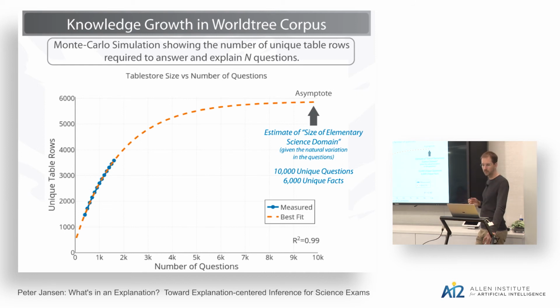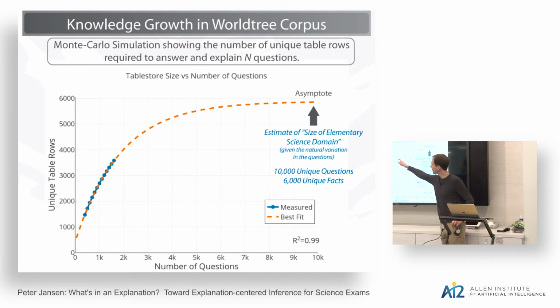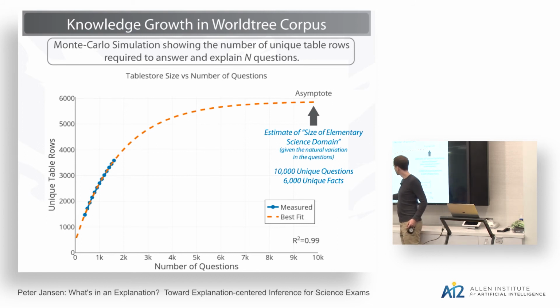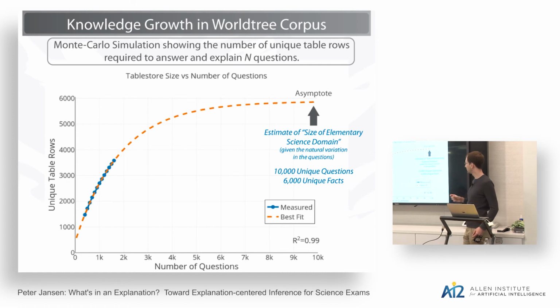Do we need 100? This here is a Monte Carlo analysis that shows the number of unique table store rows required to answer a given number of questions. The corpus is only a little less than 2,000. The released one, we're up to almost 2,500 right now. The blue lines are measured values here. So on average, for 1,000 questions, you need about 2,700 rows.